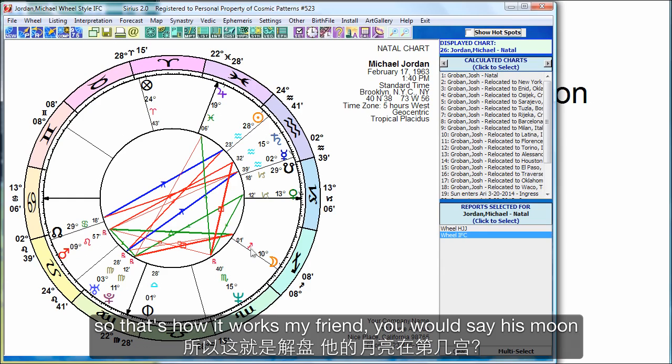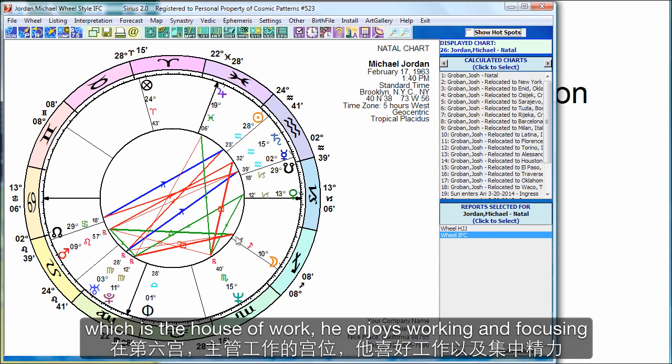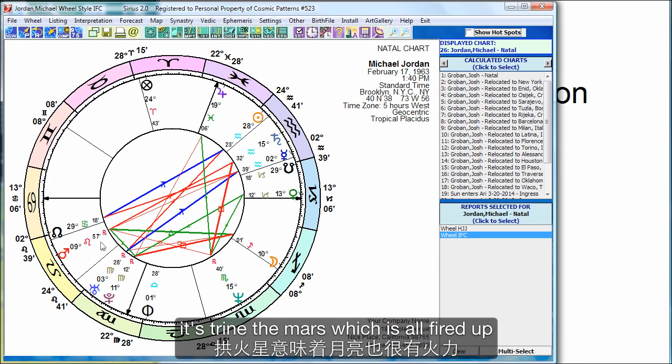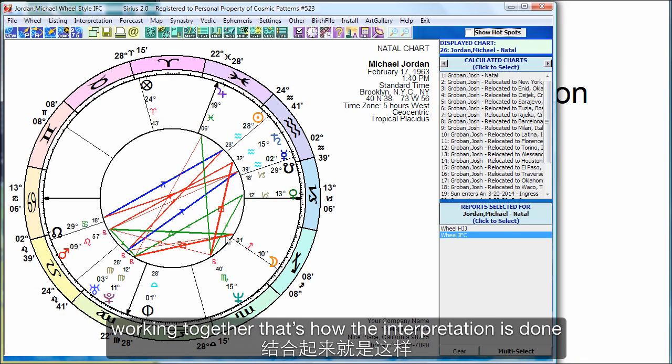You would say his moon is in what house? 1, 2, 3, 4, 5, 6th, which is a house of work. He enjoys working and focusing. It's in Sagittarius, which is expressive and open. It's trine the Mars, which is all fired up and proud and commanding in Leo, in the second house of either values or money, working together. That's how the interpretation is done.